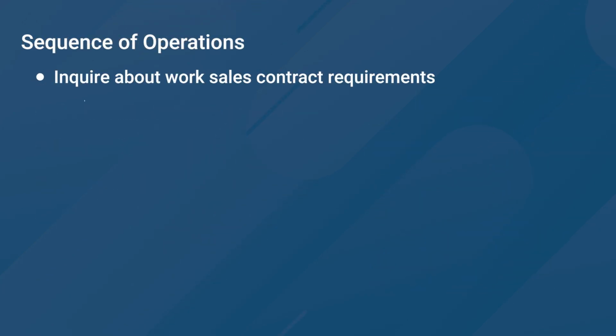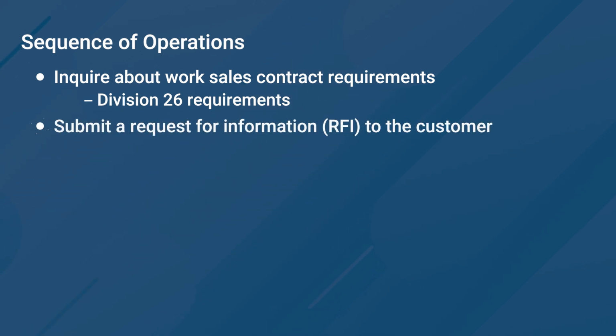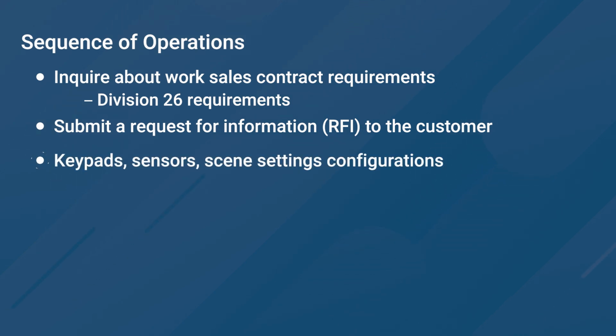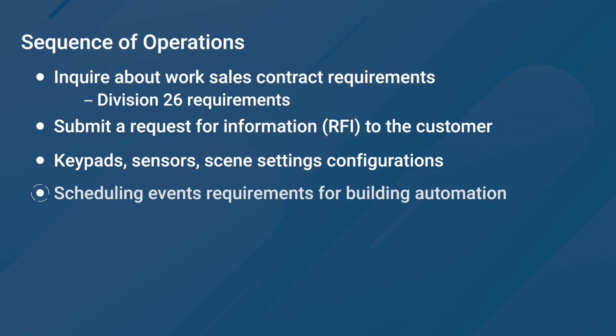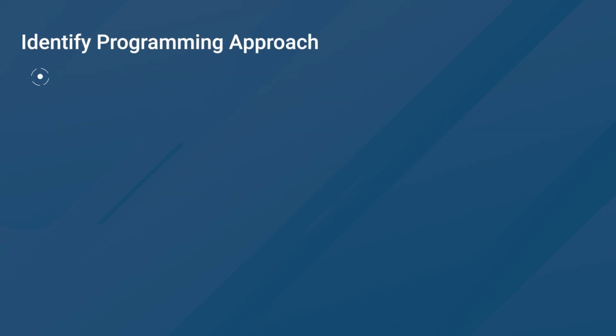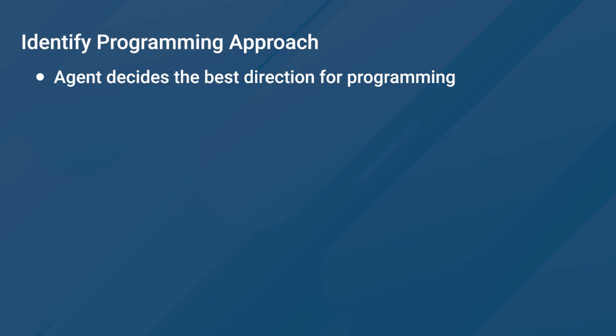As the agent for a commercial lighting project, you're responsible for the sequence of operations, or SOO for short. Items would include things such as work sales contract requirements, submitting a request for information documentation, or RFI, if needed. As the agent, you are also responsible for keypad layouts and configuration, sensor configuration, scene settings, and any schedule or time of day events for automation.